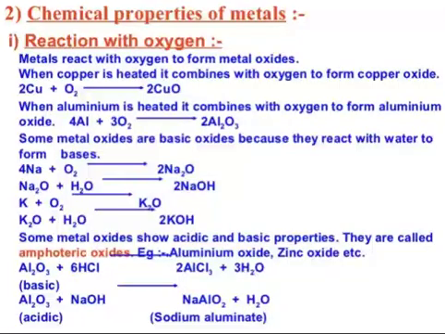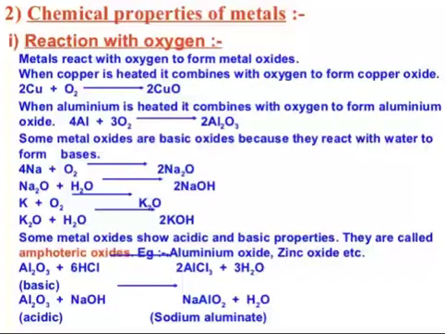Some metal oxides are basic oxides because they react with water to form bases. Example, sodium is a metal, and when it reacts with oxygen, it forms sodium oxide. So sodium oxide, when it combines with water, forms sodium hydroxide, NaOH.